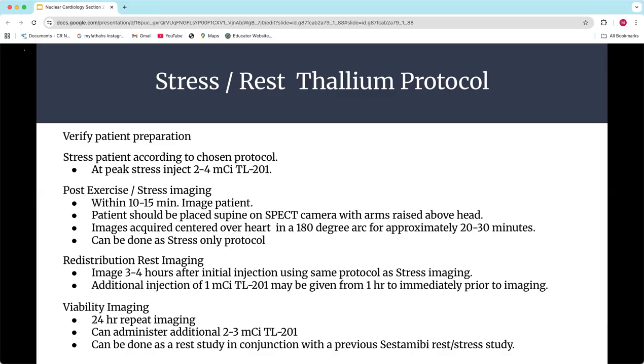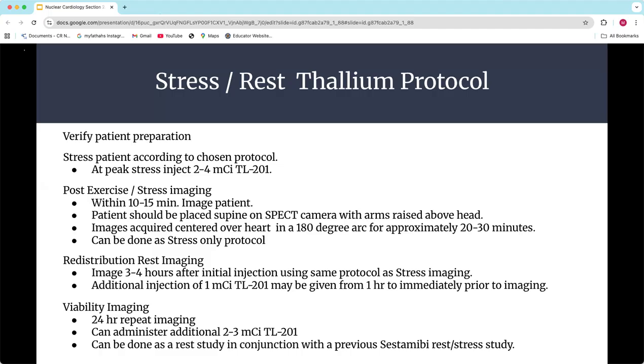Images are centered over the heart, and we're going to do it in L mode with a 180-degree arc. And usually on thallium, you're going for 20 or 30 minutes. Now, don't be married to any of the times I give you, because a lot of that depends on your protocol and also on your camera and the crystals and the configuration. And they're always trying to make these scans faster and faster with the latest and greatest. But it's going to be probably in that neighborhood with thallium.